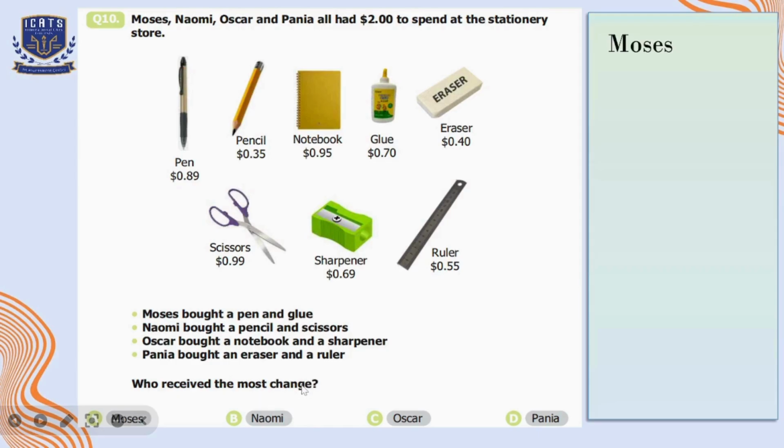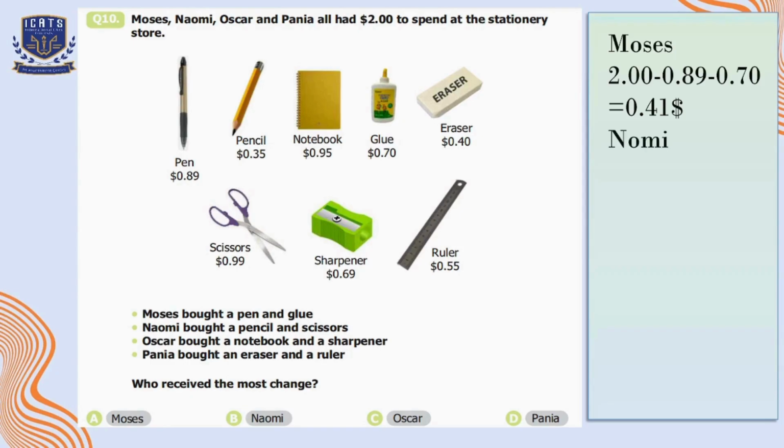So to find out the change, we will have to subtract the amount of the things which they bought out of $2. So here Moses bought a pen and glue. The total amount he had was $2, and the amount of the pen is $0.89 and glue is $0.70. So let's subtract these amounts out of the total, which is $2. The remaining amount is $0.41.